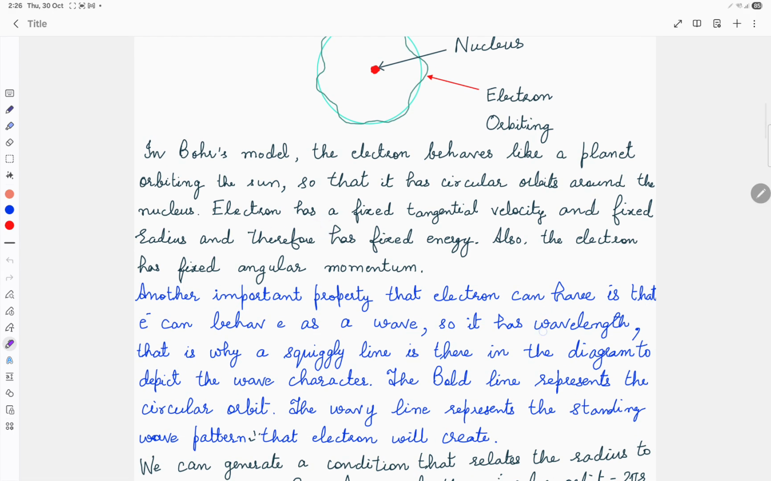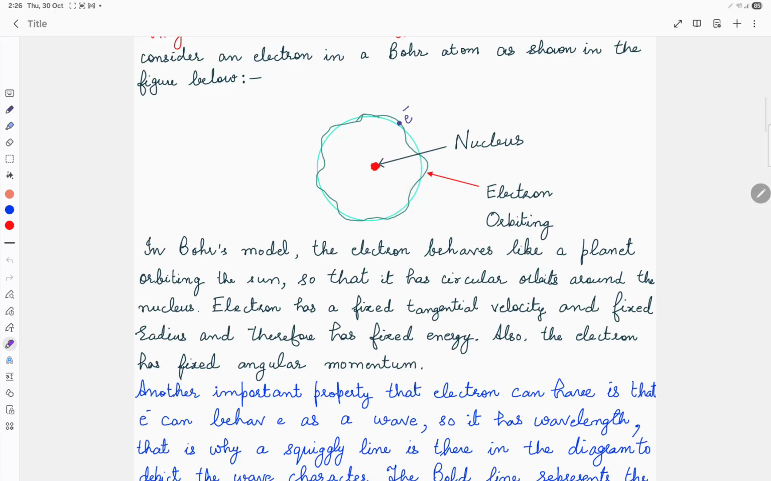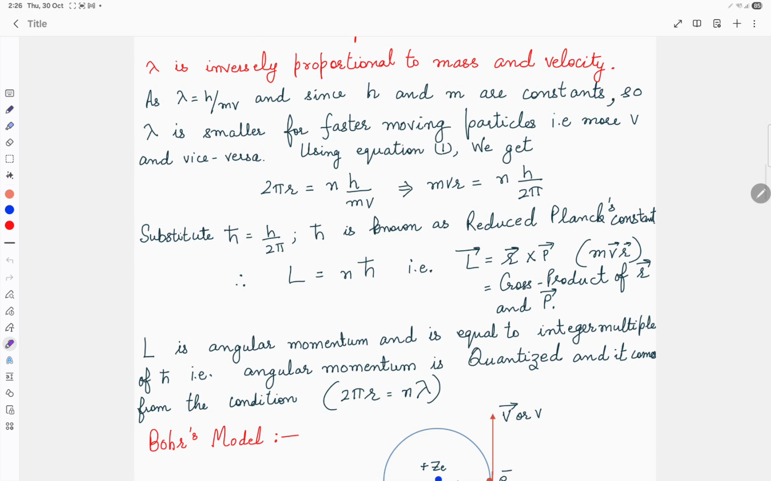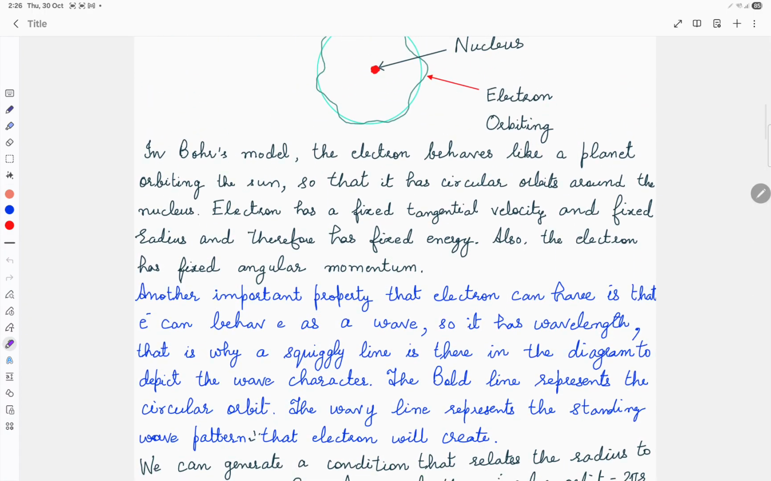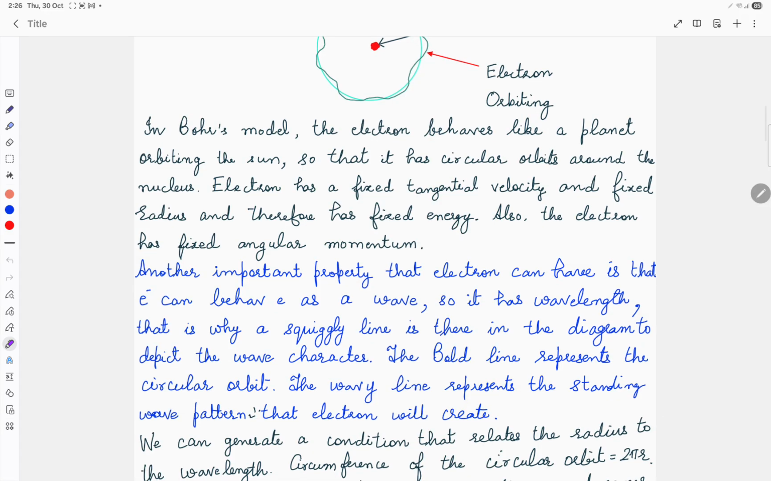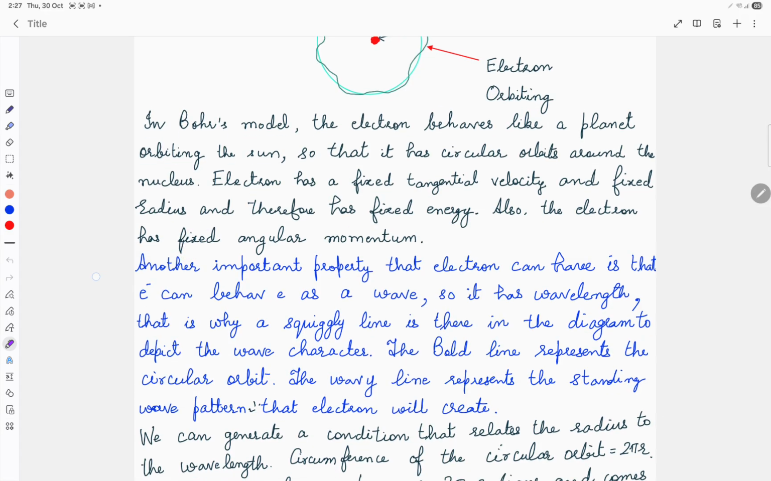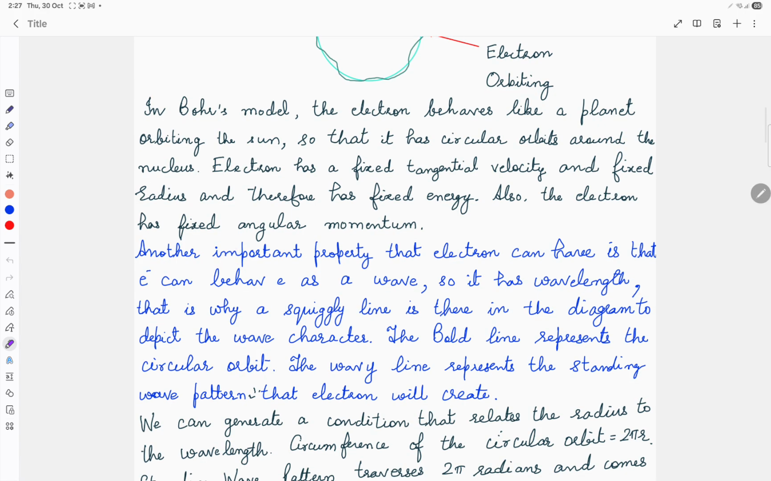The electron has a fixed tangential velocity. What I mean to say is that the electron will have a tangential velocity and fixed radius, and therefore it will have fixed energy. So the electron has fixed angular momentum, because it has fixed tangential velocity and fixed radius if it is orbiting around the nucleus in a circular orbit.